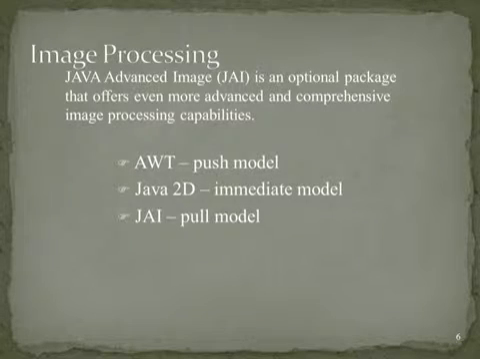And third, more advanced, is Java Advanced Imaging, an optional package that offers more advanced and comprehensive image processing techniques. So the three models are AWT, which is a push model, Java 2D, which is an immediate model, and JAI, which is the full model.